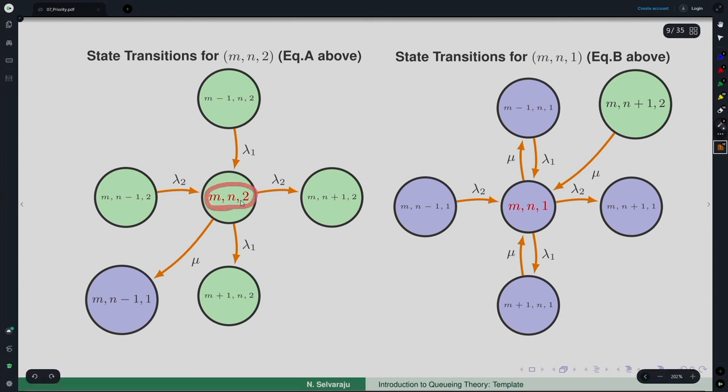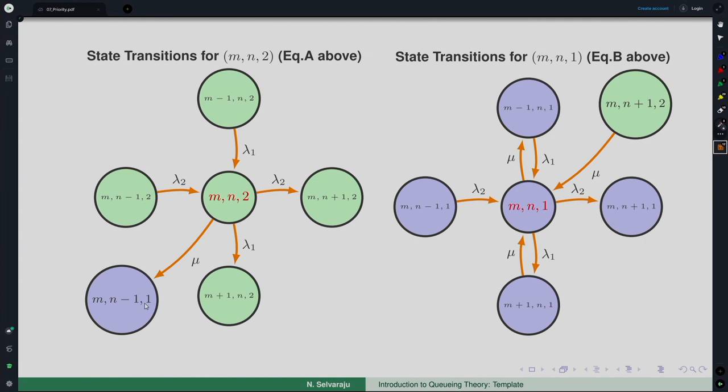Now, for m n 2, if the service completion happens, then the priority 2 customers would be reduced, but since there is at least one priority 1 customer, that will get into service. So, the state movement would be with rate mu to m, n minus 1 and 1. This green colored one I have depicted for the states with the third suffix as 2, and this blue colored one is with the third suffix being 1, which means based upon the current service.